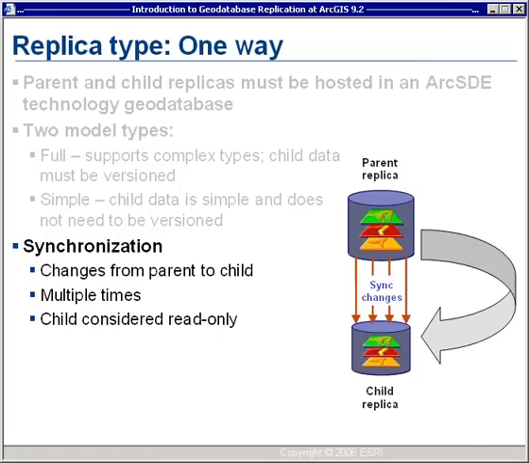A good example use case scenario for one-way replication is a publication geodatabase. Suppose you have a read-only publication geodatabase that's being used to serve data on the internet. Data is not being edited in this publication geodatabase. You have a second geodatabase, your production geodatabase, where all the edits are taking place. You can use one-way replication to periodically synchronize your updates from the production to the publication geodatabase.